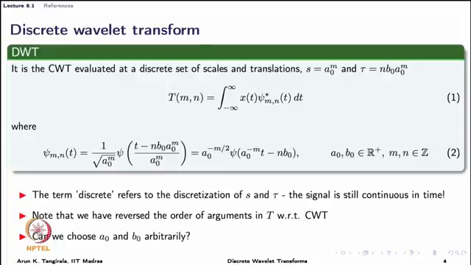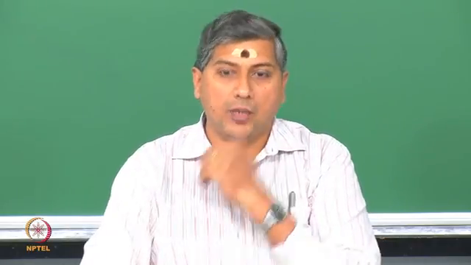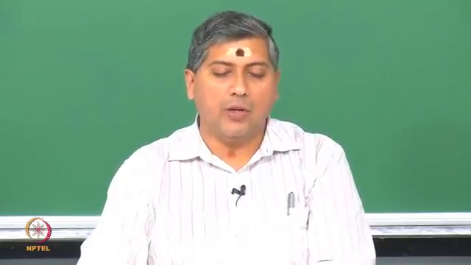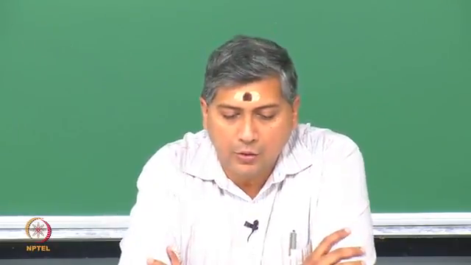The rest of the story is the same, T of m comma n. Now we have thrown away tau and s and we have replaced them with m and n. The only difference you should notice is we have reversed the order of indices here. When we were looking at CWT, we wrote T of tau comma s, so the time translation parameter appeared first and the scaling parameter appeared next, but here we have m comma n, where m denotes the scale and n denotes the translation. That is generally the convention in DWT, but you are most welcome to choose your own convention.